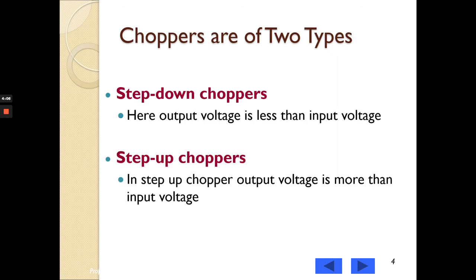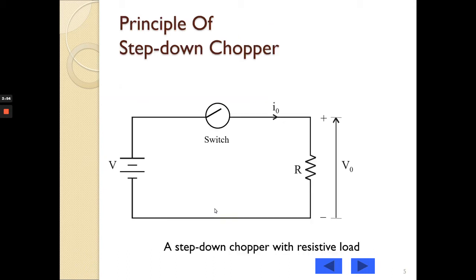The choppers are of two types, step-down chopper and step-up chopper. In case of a step-down chopper, output voltage is less than input voltage, and in a step-up chopper, output voltage is more than input voltage. Now we'll see the principle of the step-down chopper.